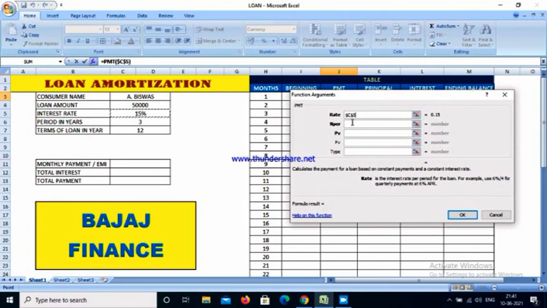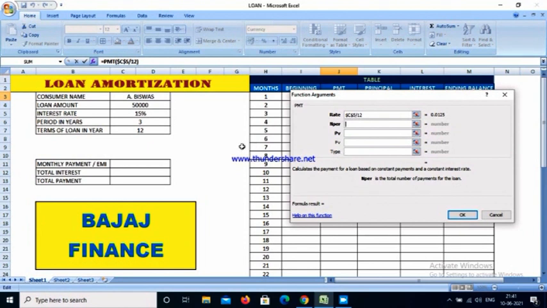Look at here, students. Here $ symbols are placed before the column letter and the row number. A $ symbol is positioned before the column letter C, and a $ symbol is positioned before the row number 5. It indicates that it's your absolute cell reference. Okay, now divide by 12. Come to the next row, nper.